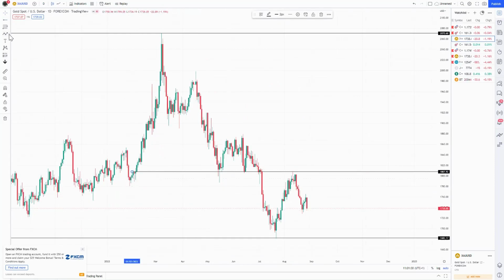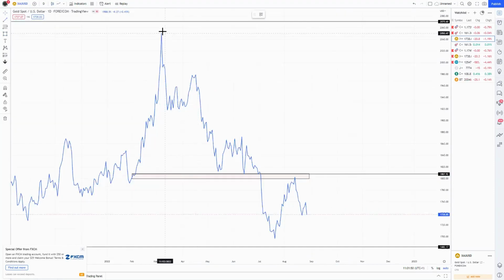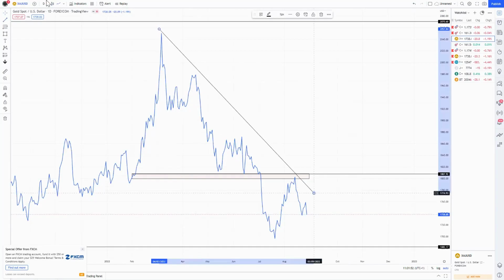Just marking out the zones. We ate so big on gold last week on the Telegram channel. We ate so big on gold last week. So let's put out our trend. Obviously, let's use our trend line. Spot it out.